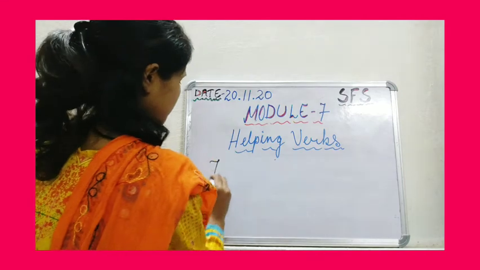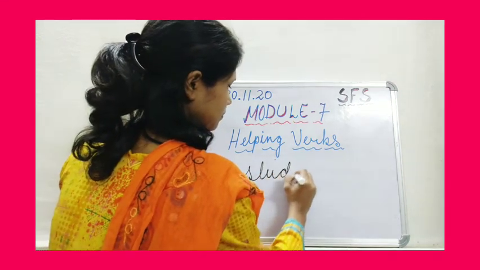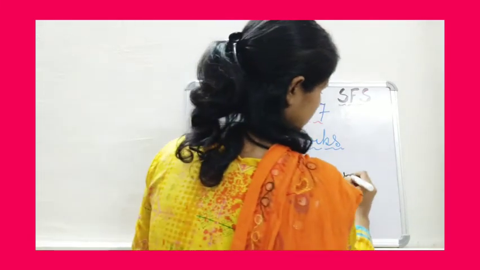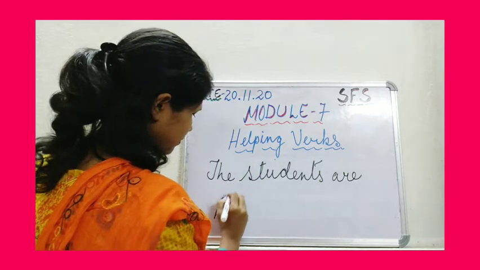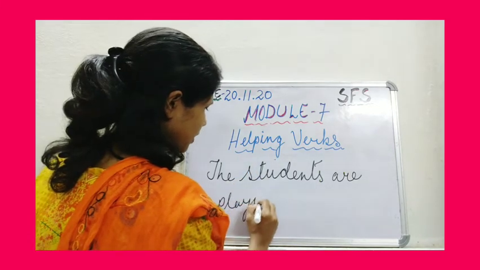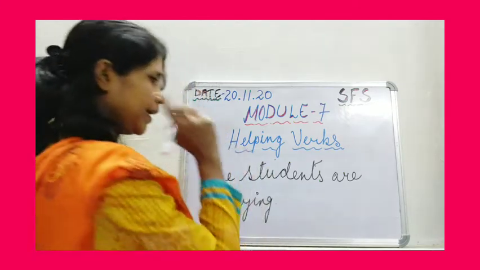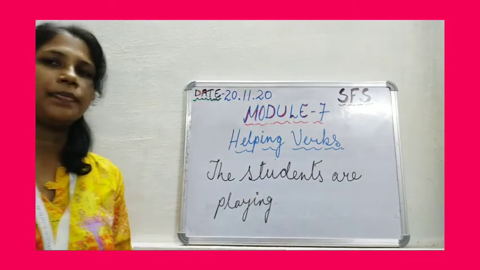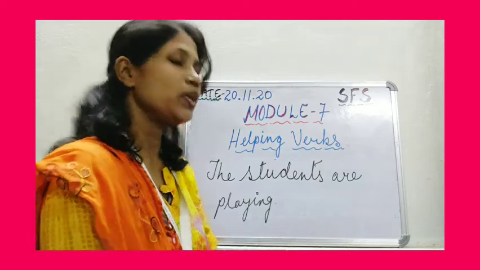Here I am writing. Please see it properly. The students are playing. I have taken a simple example here. Students are playing. Alright, now, students are playing. So what are they doing? The students are playing. So here, which is the main verb?